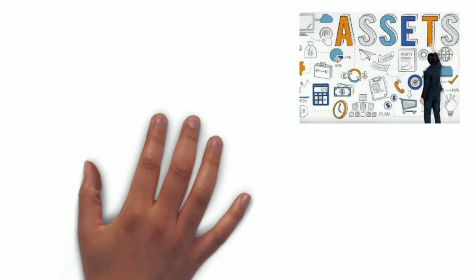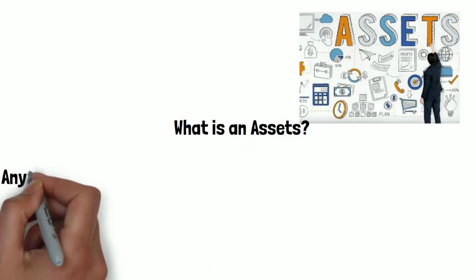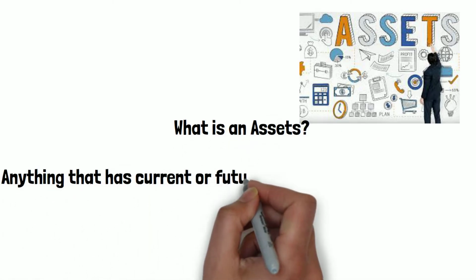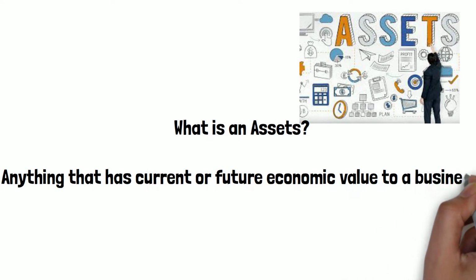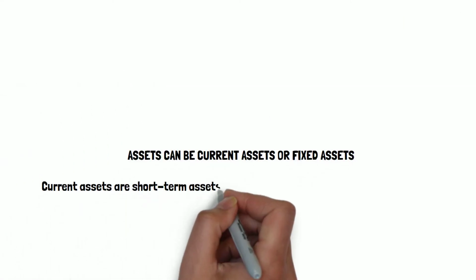Then our next term is asset. Assets mean anything that has current or future economic value to a business, which means anything which in present or future gives you financial benefits, or which helps you in earning financial benefits. To understand it further, let's understand its subcategories. Assets are further subcategorized into current and fixed assets.